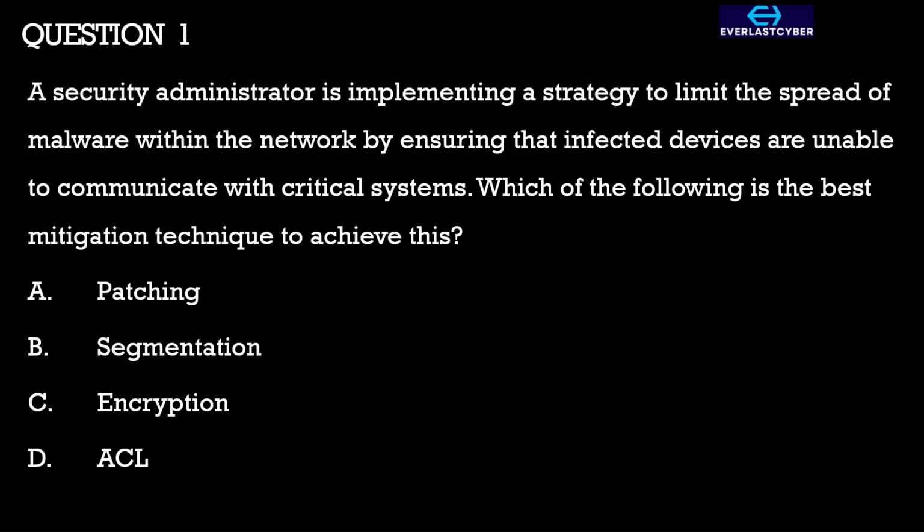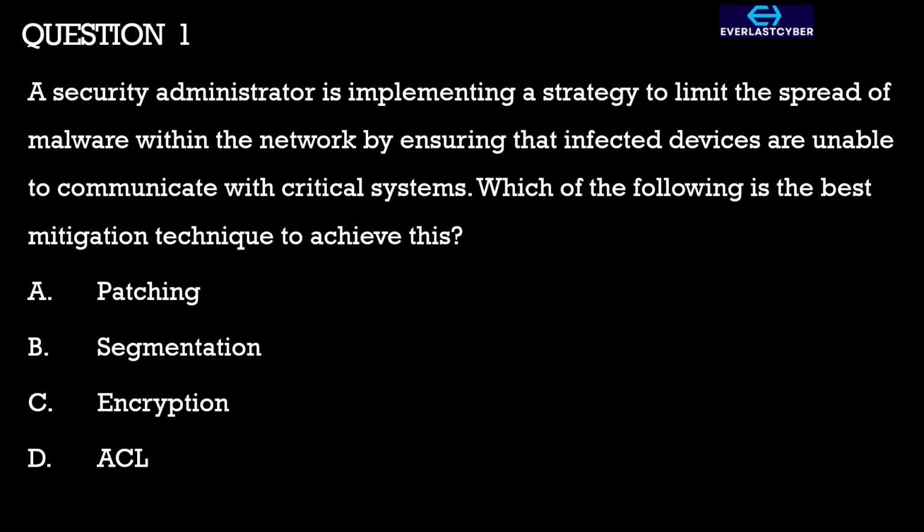Patching helps to fix vulnerabilities. However, it does not actively limit malware spread within the network. Segmentation, on the other hand, divides the network into smaller isolated segments or zones, and this limits the ability of malware to spread from infected devices to critical systems by restricting the network communication paths. So, encryption protects data confidentiality, but it doesn't stop the spread of malware or control network communication. While ACL can restrict traffic, it is usually applied on specific devices or interfaces.